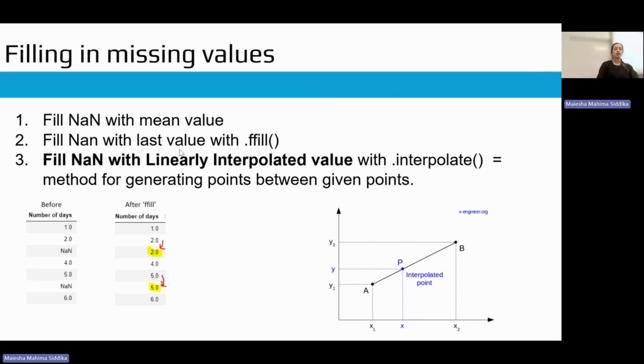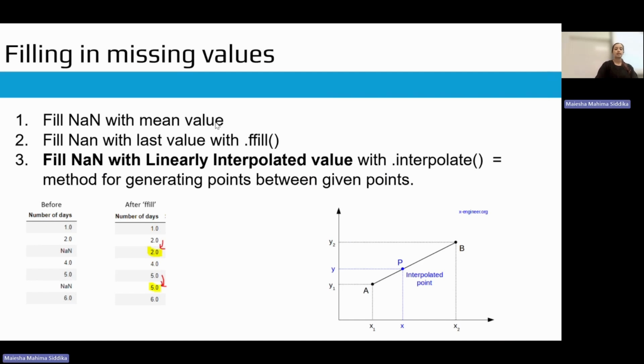And then there's also this other function called .ffill, and this basically stands for forward fill, and it uses the last value to fill in a NaN. So let's say this is our previous data frame. We have 1, 2, NaN, and then 4. After using the .ffill function, this value is propagated forward, and it allows us to actually fill this NaN. Same thing here, this 5 is propagated forward.